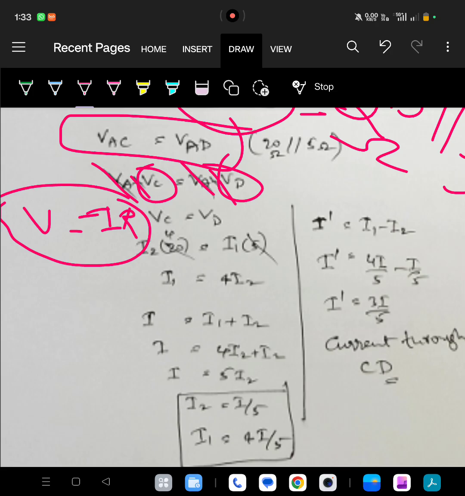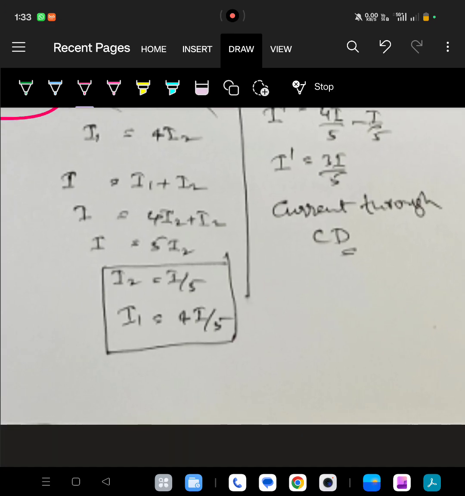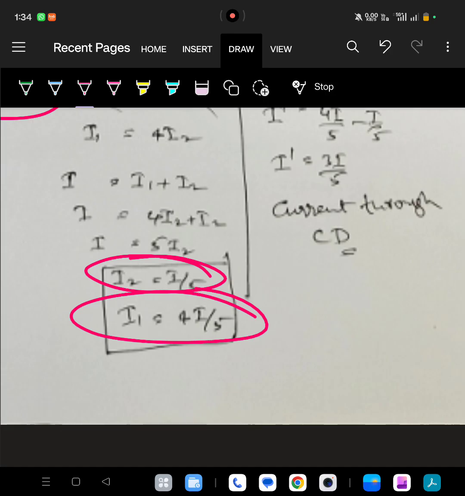I1 is equal to 4 into I2. I is equal to I1 plus I2. So from this we get I2 is equal to I by 5. I1 is equal to 4 times I2, so 4 into I by 5.